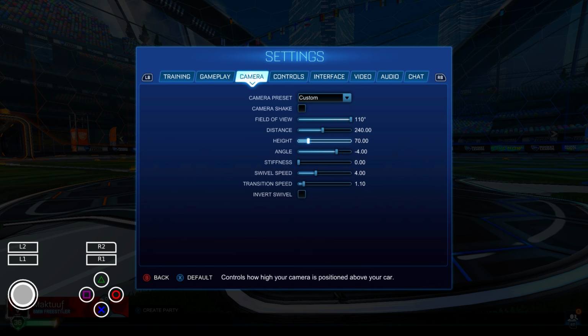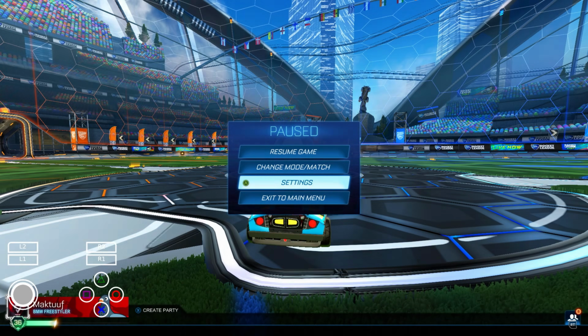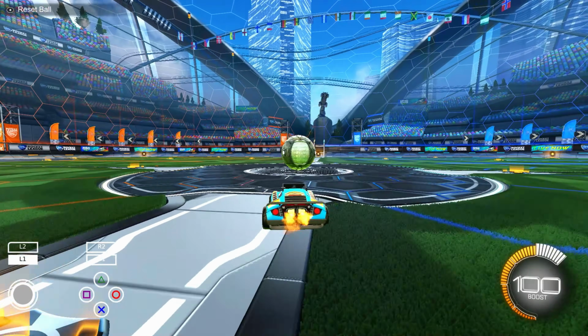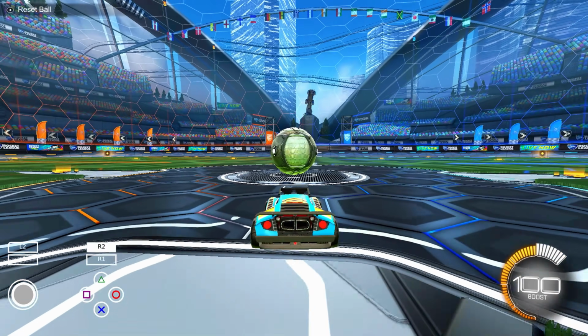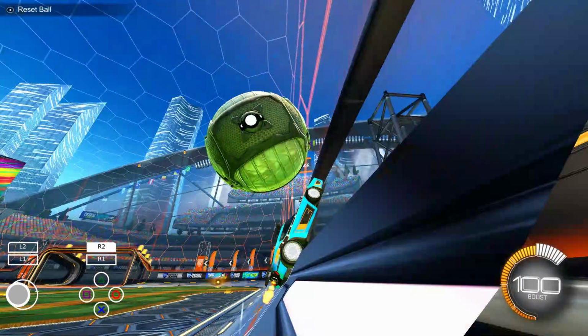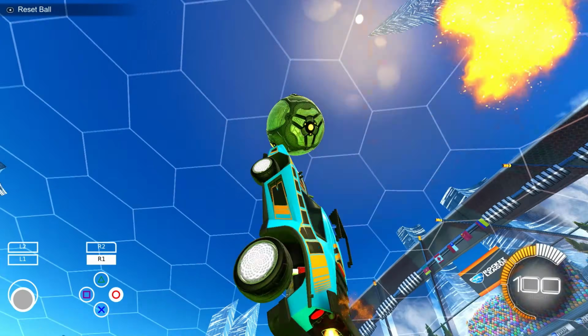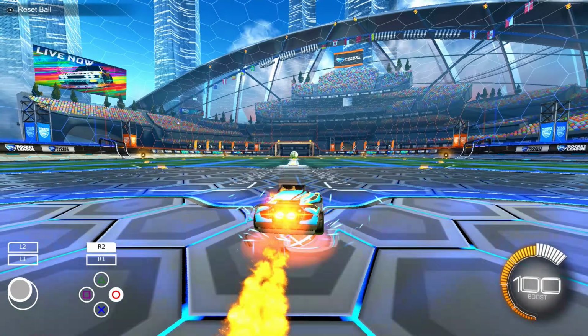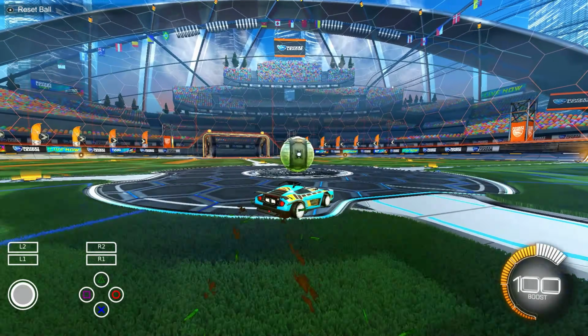Now, the thing is, you'll maybe think right now, well, Maktuf, just get the lowest camera settings possible. But of course, whenever you do that, first of all, the only thing visible on the screen is the butt of your car, and you don't really want that. And the second thing is that whenever you're going for an air dribble, now you'll notice that even if I'm going for a normal air dribble, I'm looking all the time at the sky.